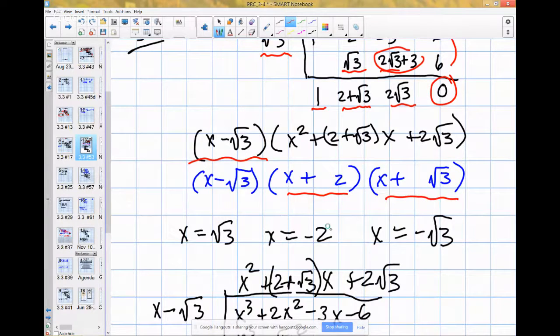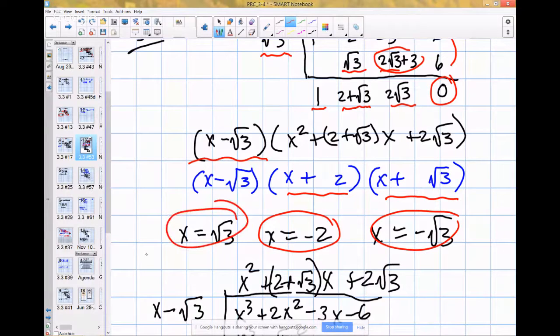And so this is, what x will make that a 0? Negative 2. What x? So basically, there's the other two. So this one is the one we found by dividing, and then by factoring, we found the other two. So there really are 3.